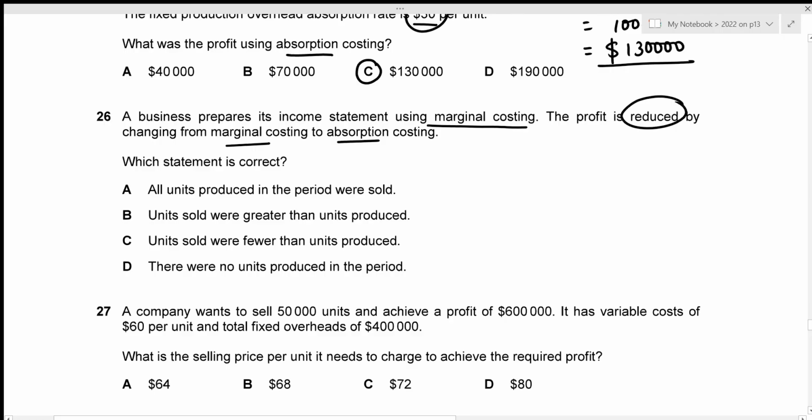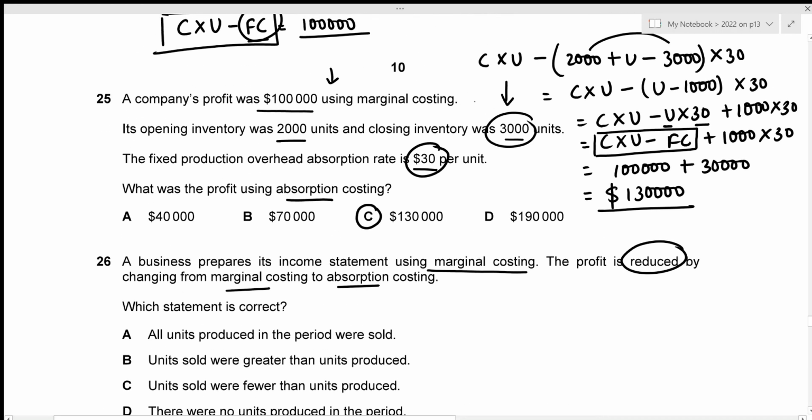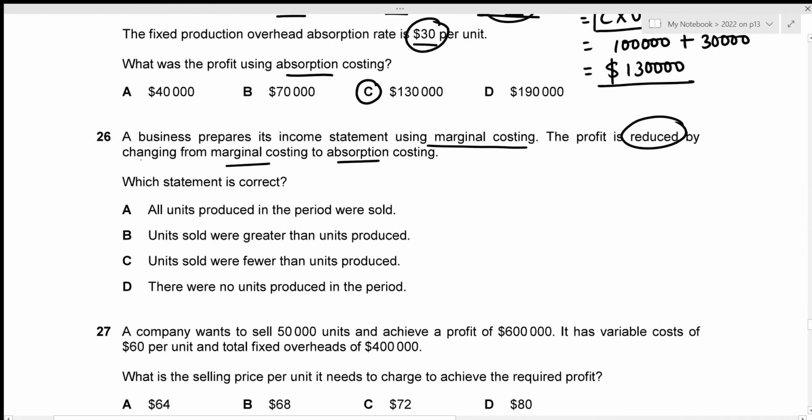Okay, similar to the previous question, we can see that when there was an increment or a higher closing inventory value, our profit increased, which means if there were to be a lower value of closing inventory, the profit using absorption costing will be lower as compared to the profit using marginal costing. So that is the very same concept we will be applying in question number 26. Let's look at our statements.